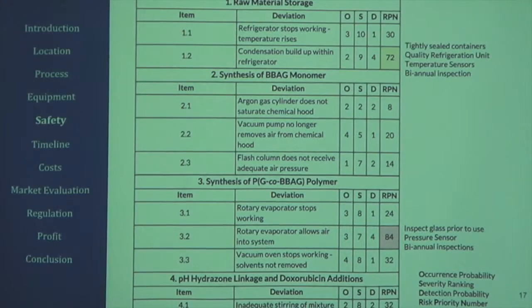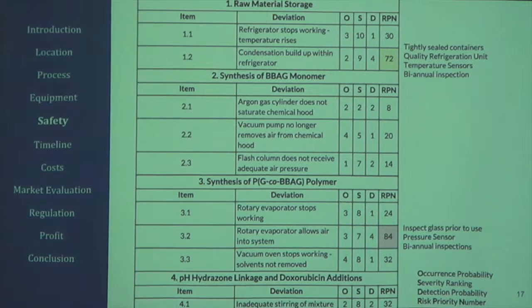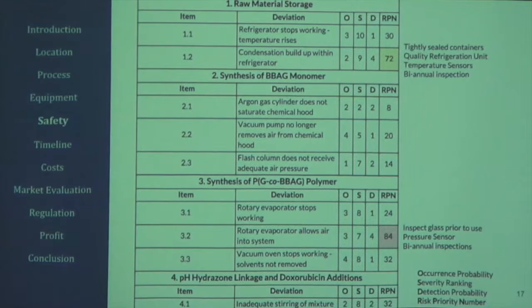So we performed a full FMEA and HAZOP analysis. This is only part of it to highlight the 2 areas that are most at risk. The first one is the condensation buildup within our refrigerator that I already talked about, where we'll minimize that with temperature sensors that will be checked biannually. The other one that could be a big issue is that if our rotary evaporator allows air into the system, this could cause a number of problems with the pressure and different things like that and chemicals escaping. So in order to counterbalance that, we're going to inspect the glass prior to every use and have good manufacturing processes with that. And we're going to have pressure sensors within this evaporator to make sure that it is pulling the proper vacuum. And we're also going to have biannual inspections on that.